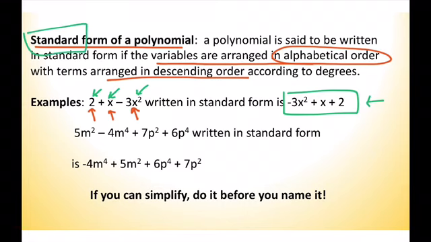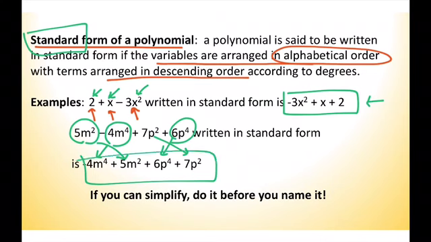So 5m to the second minus 4m to the fourth plus 7p to the second plus 6p to the fourth. First look at your letters. I've got m and I've got p. M comes first in the alphabet. So if I just look at the m's, the highest degree is to the 4th power. So that's going to come first in my standard form. Second will be that one. Then p comes next in the alphabet, so 4th power will come first, and then 2nd power. And so this is what we call standard form.